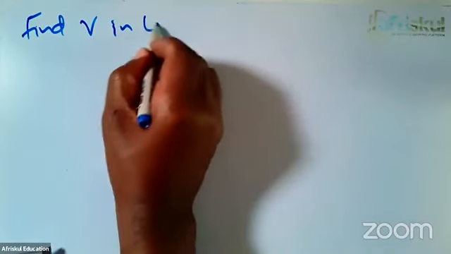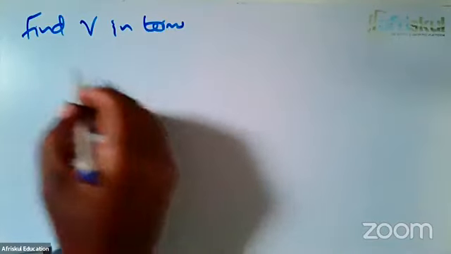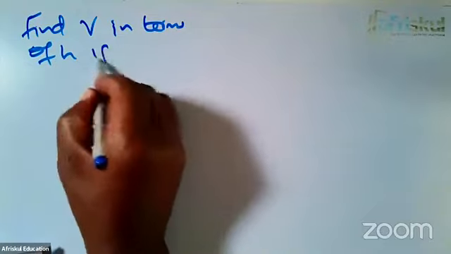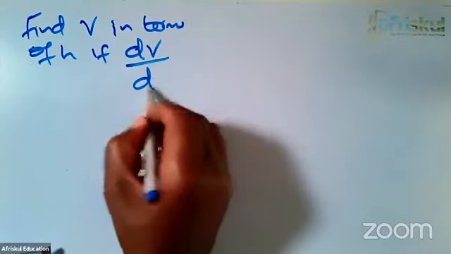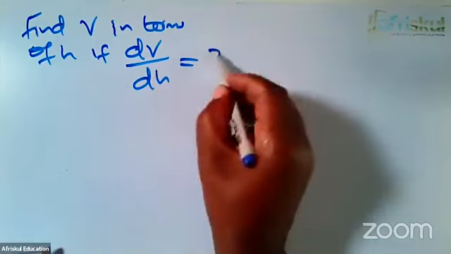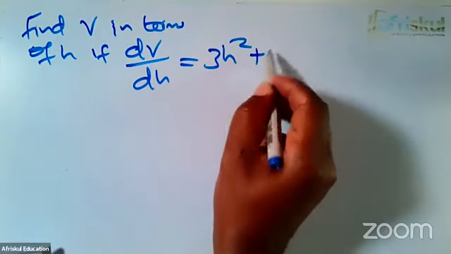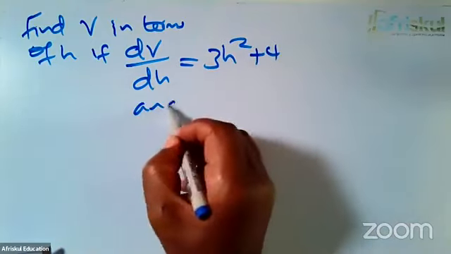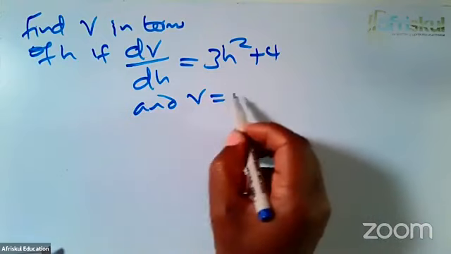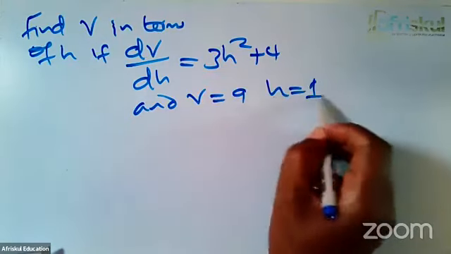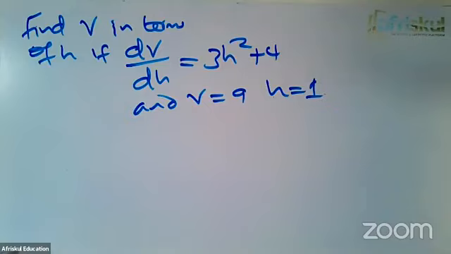Now, ladies and gentlemen, what if you are given this kind of a question? Find V in terms of H, if dV over dH equals 3H squared plus 4, and they're telling us V equals 9 when H equals 1. So what do they want us to do?